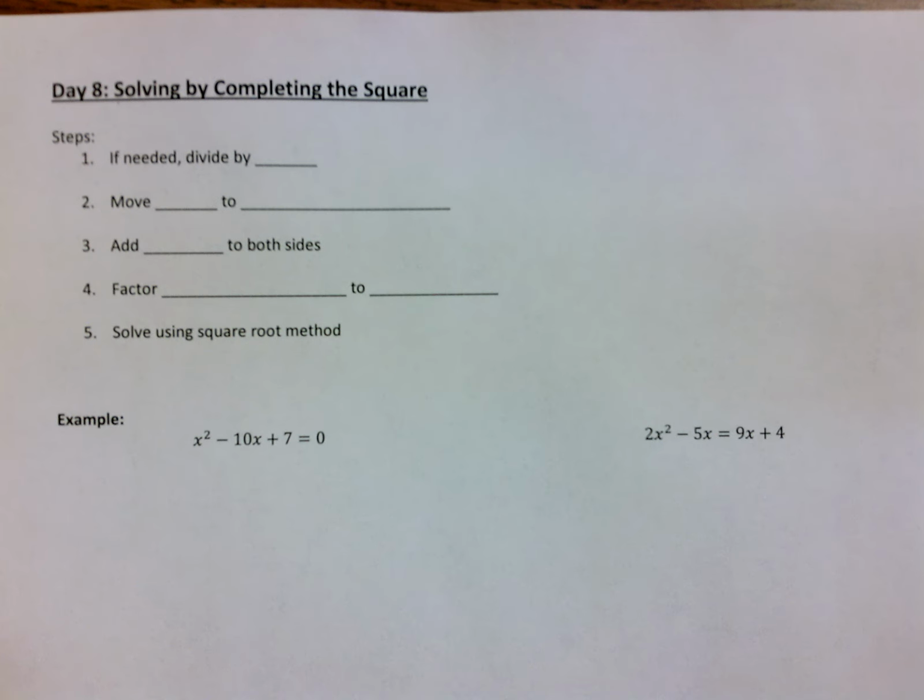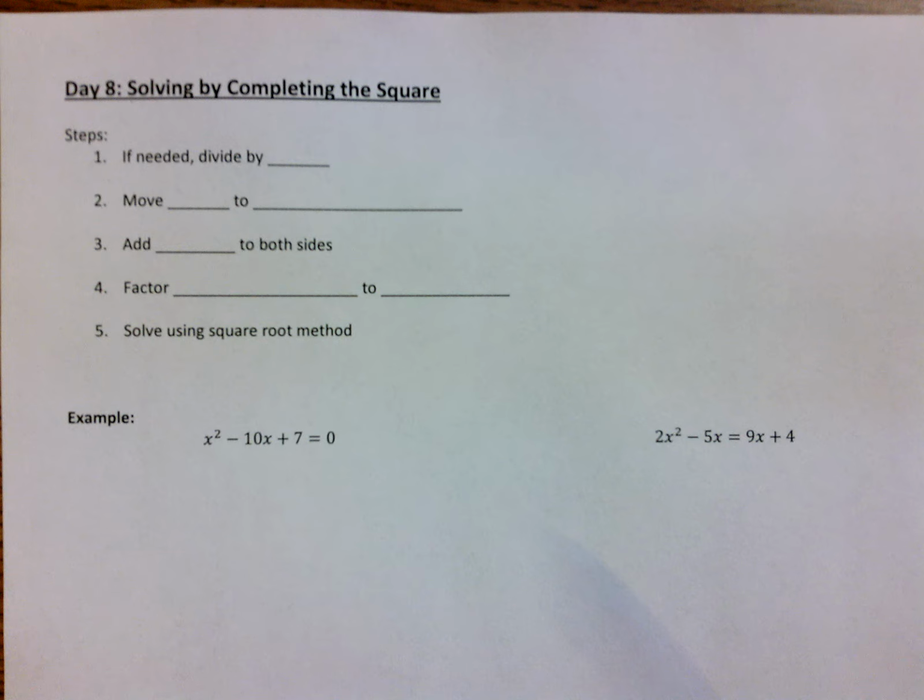All right, so we are covering 5 different methods of solving quadratic equations. So far, we have covered solving by graphing, where you look for the x-intercepts. We've covered solving by factoring. We've covered solving by square rooting, which you use when you don't have a bx term in your equation. And today we're going to look at solving by completing the square.